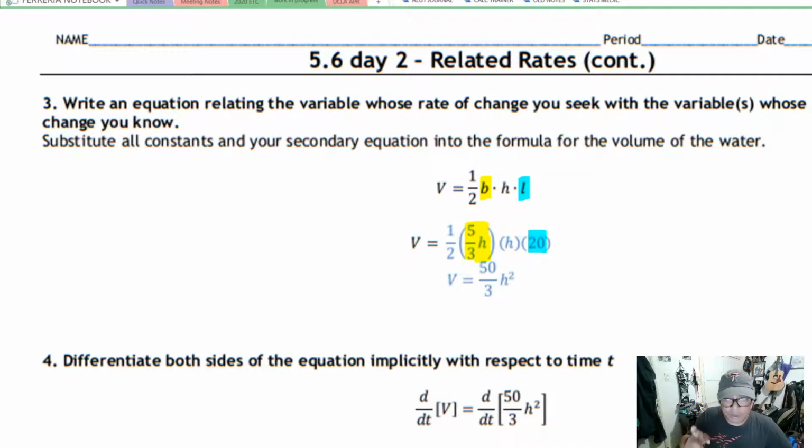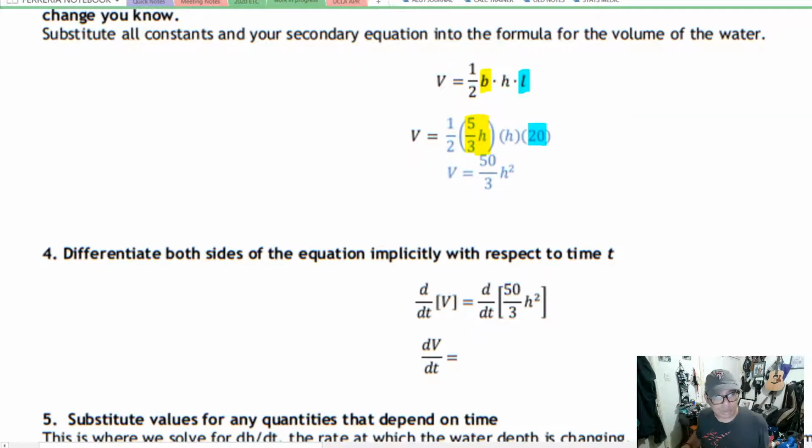H is variable, it's changing. V is also variable, it's changing. So we cannot substitute any further into this equation. See how those substitutions made this a lot easier? So it's a lot easier for us to take our derivative now. So let's take the derivative.